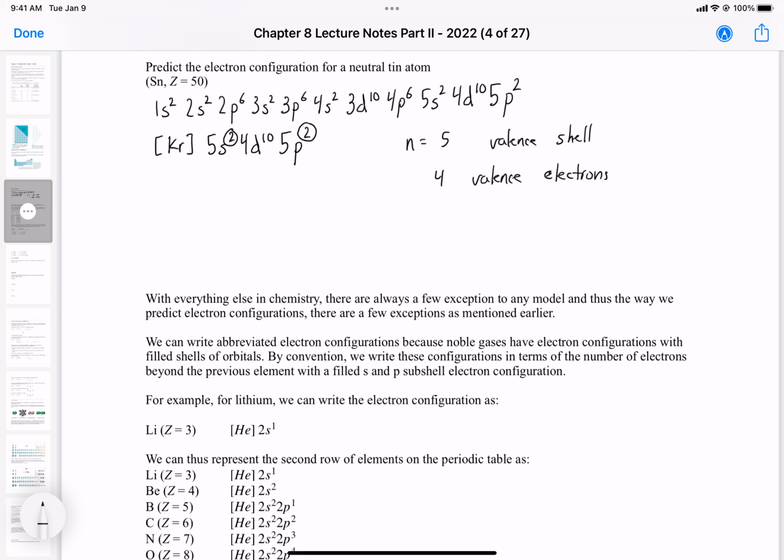All right. So with everything else in chemistry, there are some exceptions. There's always a case where there's an exception.